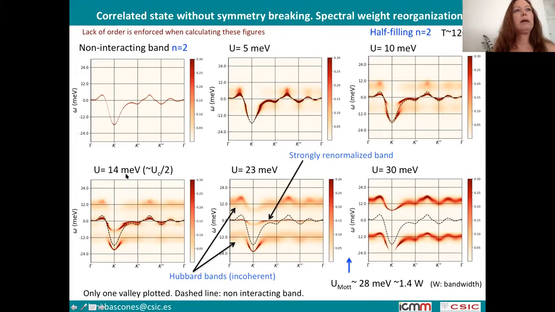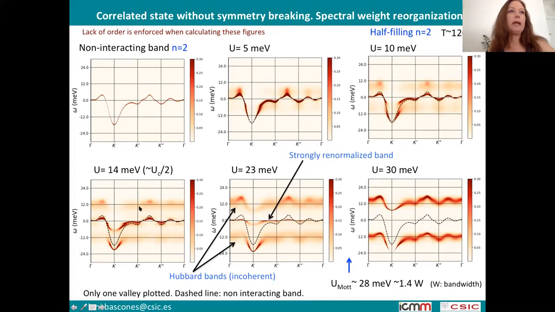If we continue increasing the value of U, these effects become more prominent, and you can see here how this band becomes really, really thin, and how most of the spectral weight has already gone away, has become very incoherent, and is forming the Hubbard bands. Here we're still in the metallic part, and increasing the interaction a bit more, there is a transition to a Mott state where all the spectral weight is at the Hubbard bands, and we don't see anything at the quasi-particle band, at the renormalized band.